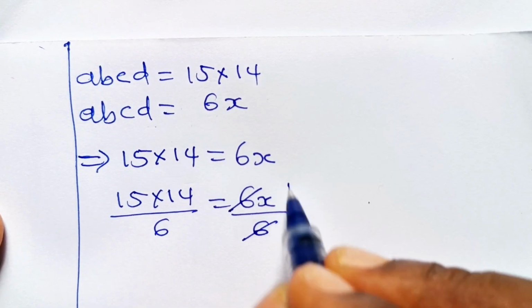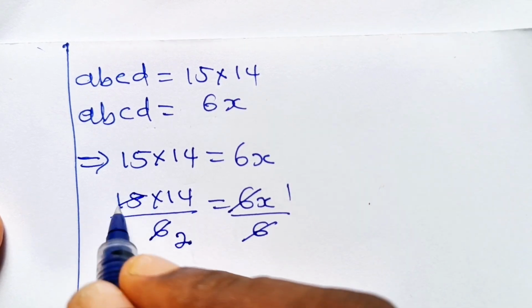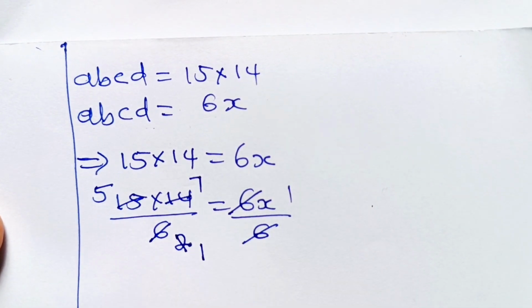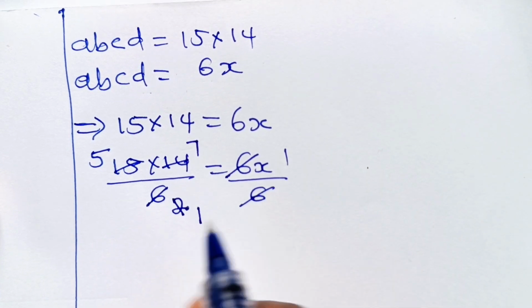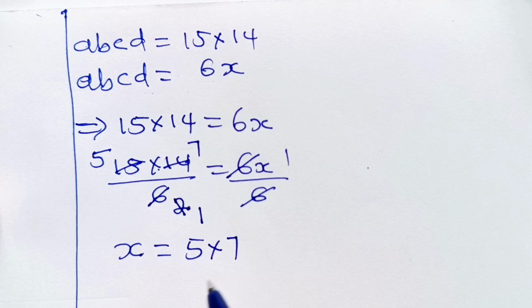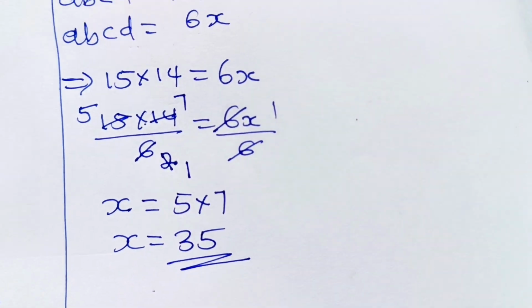Now 6 will divide itself to give us 1. Then here, 3 will divide 6 to give us 2, and divide 15 to give us 5. 2 will divide itself to give us 1, and divide 14 to give us 7. So we can see that 1 times X is equal to 5 multiplied by 7, okay? So it means that X is equal to 35.